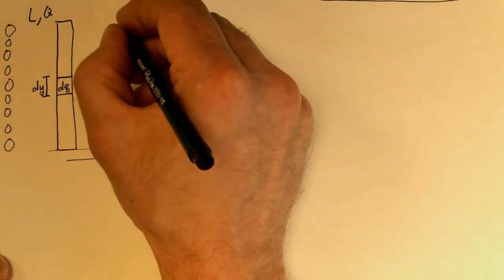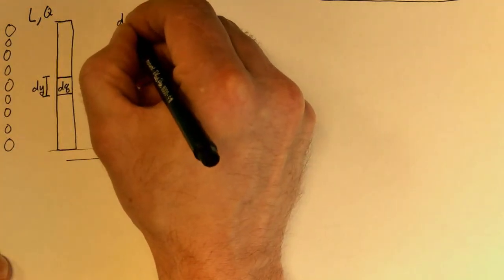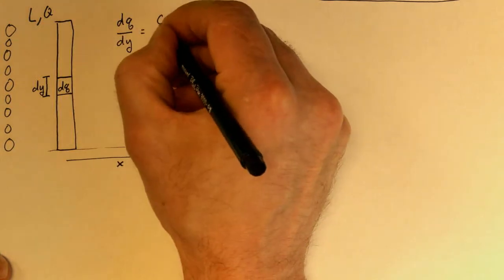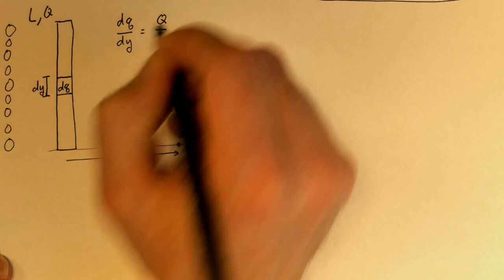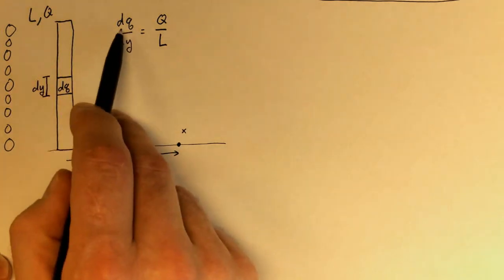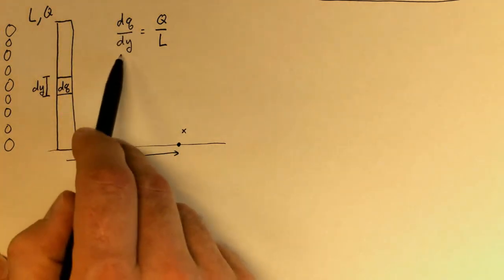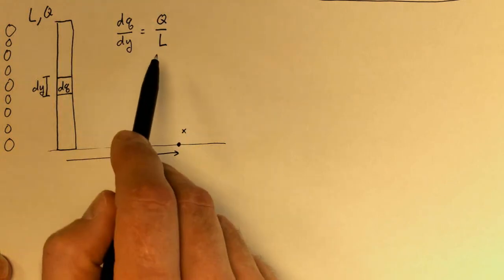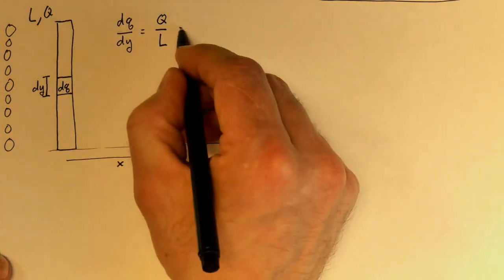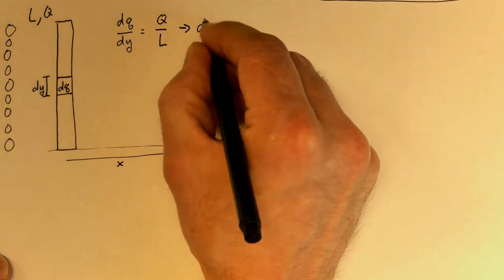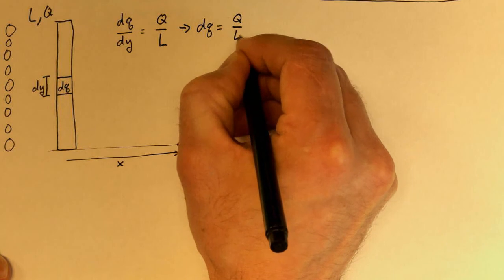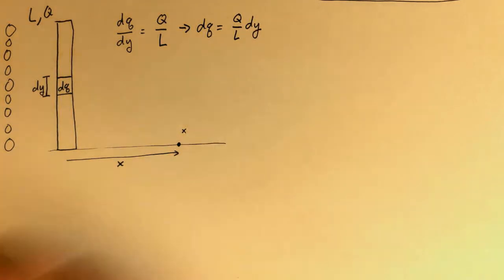I know that dq over dy must be equal to the total Q over the total length. So the little bit of charge over the little bit of length should be equal to the total charge over the total length, which allows me to then write that dq is equal to Q over L dy.